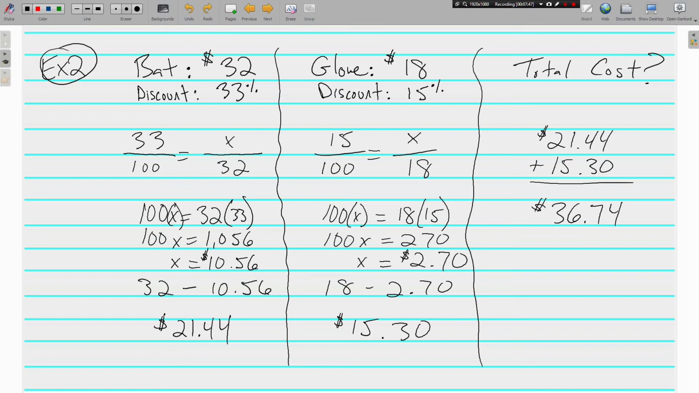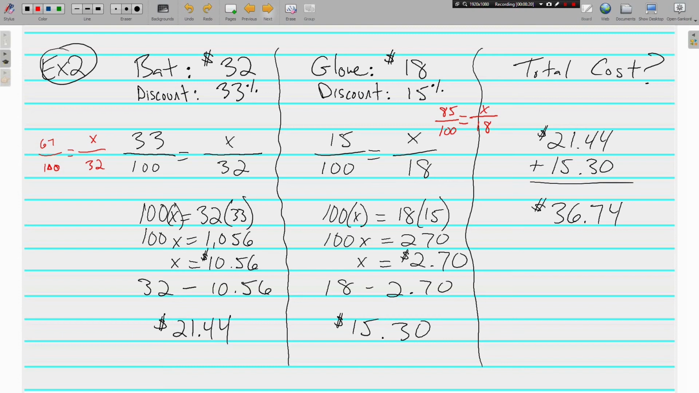Real quick, just some different ways you could have done this using proportions. If you're not paying 33%, it means you are paying 67%, so we could have set up our proportion like that as well. And on this side, if you're not paying 15%, it means you are paying 85%. Again, we've got options. Show your work.